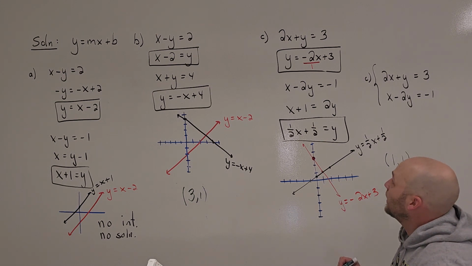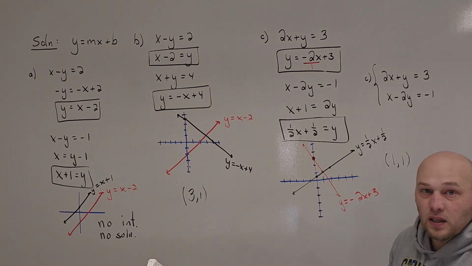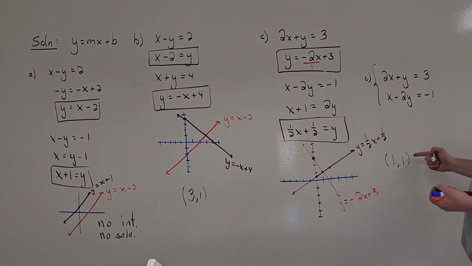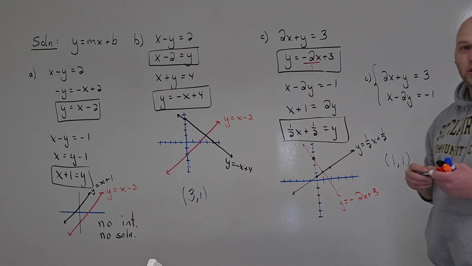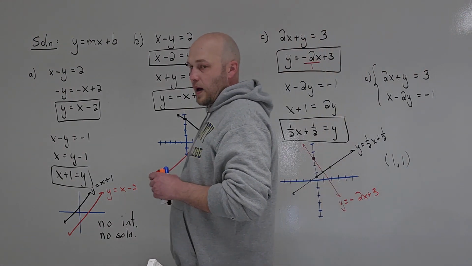Now let's check it in the original system and see if that solution works in both equations. If I plug 1 in for x, 1 in for y, 2 times 1 is 2, 2 plus 1 is 3, equals 3, that checks out. Over here, x minus 2 times 1 would be 1 minus 2, which is -1, equals -1, that checks out as well. All right, so let's recap what we did.